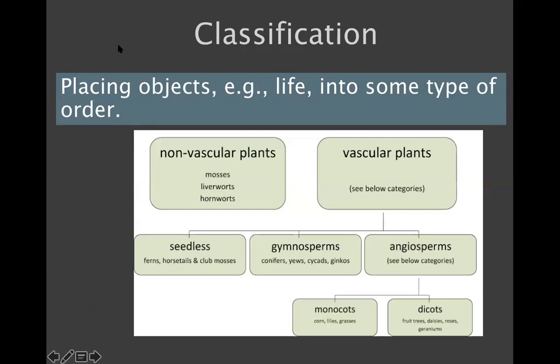And that gets us to classification, the last part of our description, and that's placing objects into some sort of order. So in this classification scheme, we're just looking at the difference between non-vascular and vascular plants, and we have categories of vascular plants where we have seedless, gymno, and angio, and then within angio we have monocot and dicot. So this would be a type of classification scheme.